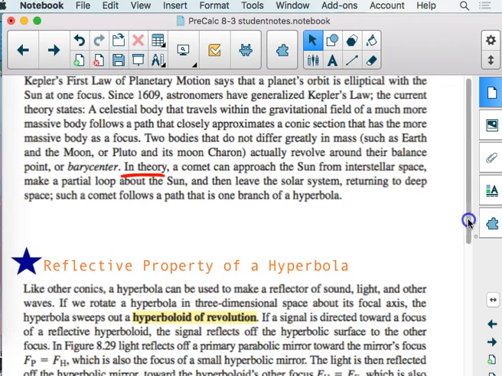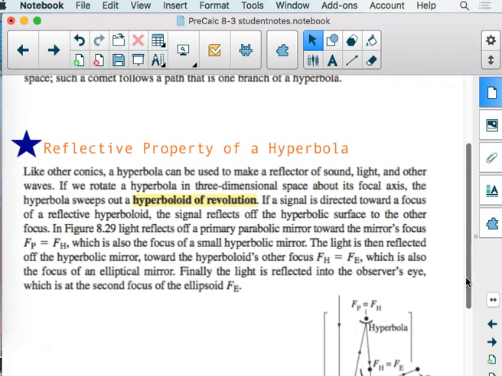Thank you very much. Reflective property of a hyperbola. Like other conics, a hyperbola can be used to make a reflector of sound, light, and other waves. If we rotate a hyperbola in three-dimensional space about its focal axis, the hyperbola sweeps out a hyperboloid of revolution. We talked about the ellipsoids of revolution. If a signal is directed toward a focus of a reflective hyperboloid, the signal reflects off the hyperbolic surface to the other focus. And figure 8.29 right down here.